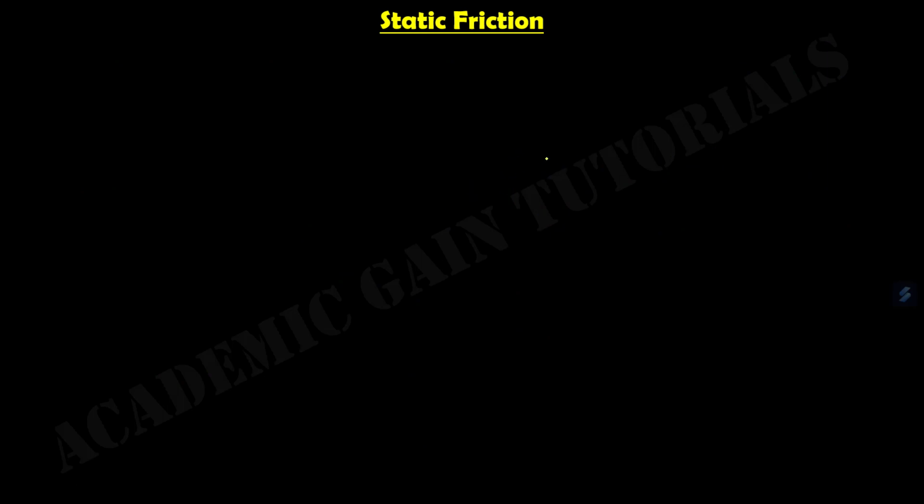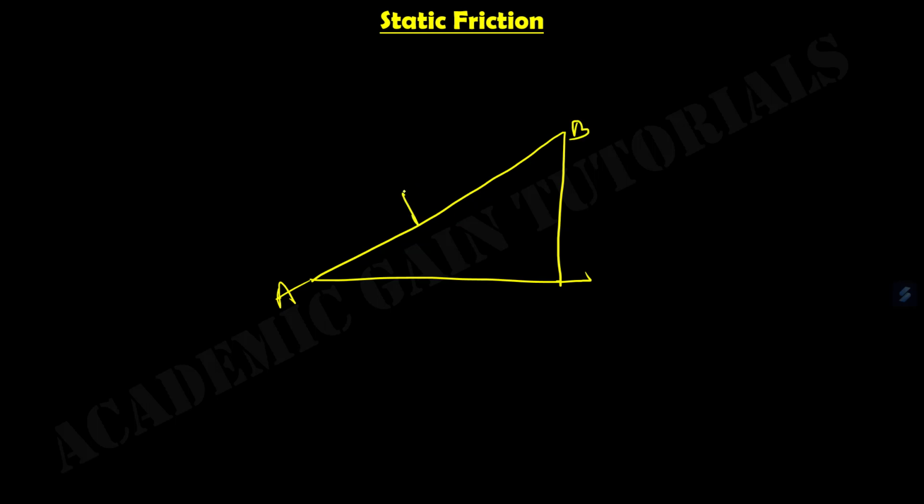Now we will see how static friction works on an inclined plane. Suppose an object is at rest on the inclined plane AB. The inclined plane makes an angle theta with the horizontal plane.